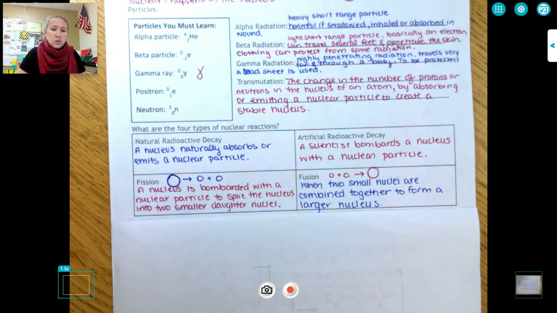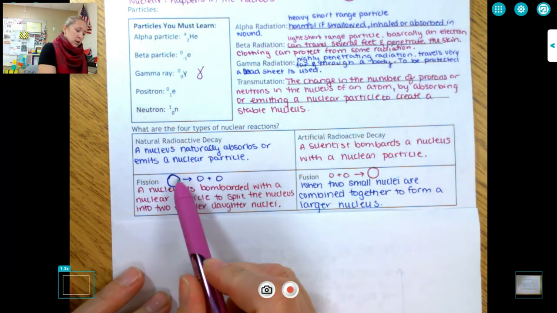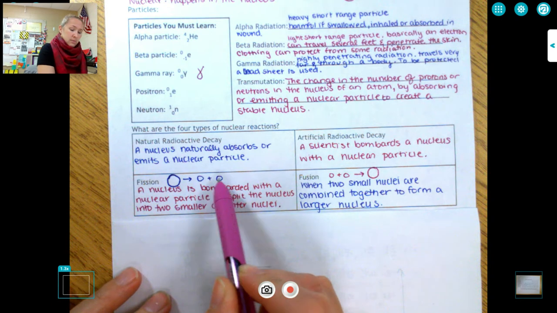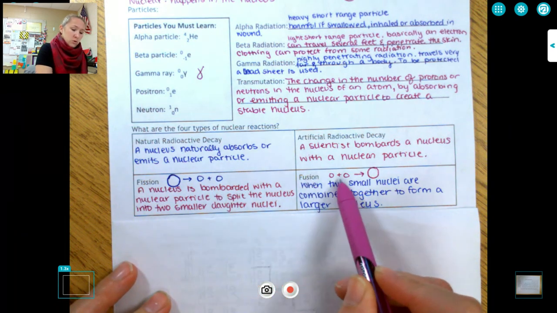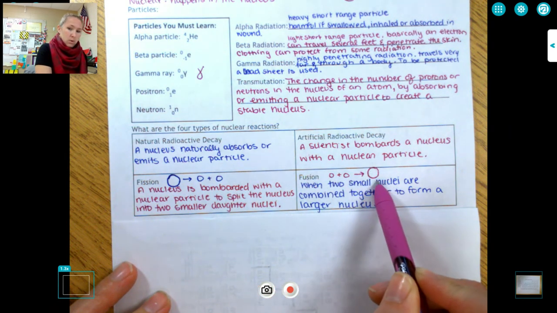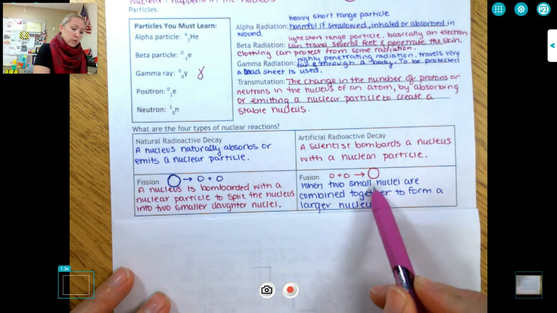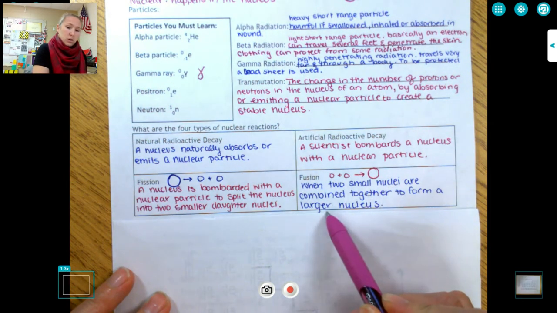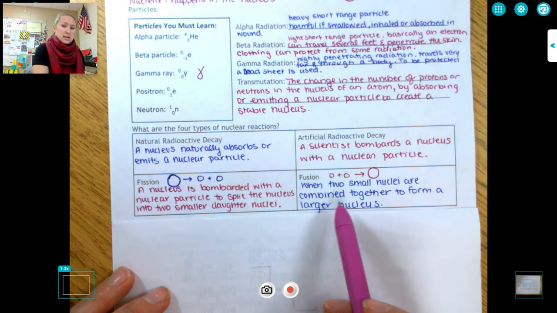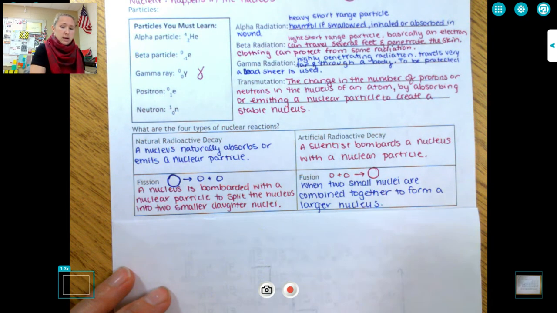Fission is when a nucleus is bombarded with a nuclear particle to split the nucleus into 2 smaller daughter nuclei. And nuclei is the plural of nucleus. So splitting an atom is fission. Fusion is 2 atoms fusing together. So we can see here I have one atom that's splitting into 2 smaller atoms, which is the opposite of fusion. Fusion is 2 small atoms coming together to make one bigger atom. So 2 smaller nuclei are combined together to form a large nucleus. Okay, so fusion is fusing 2 small nuclei together.